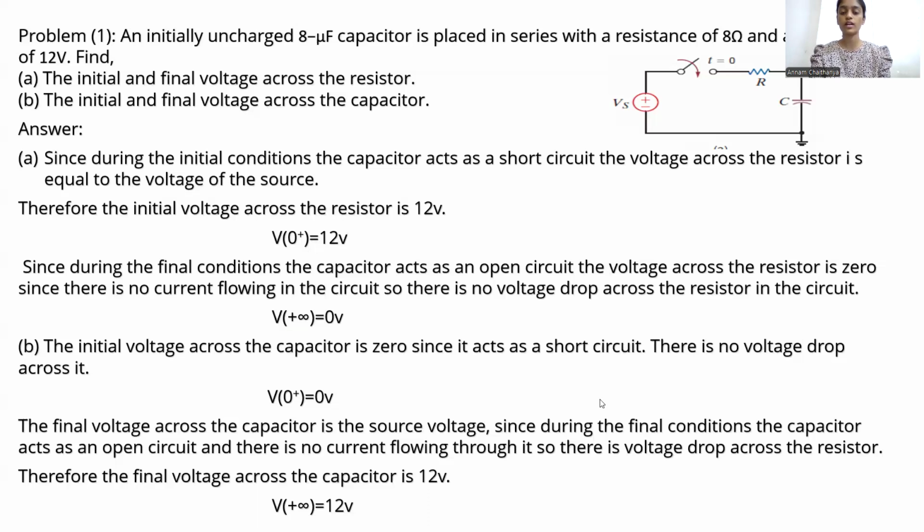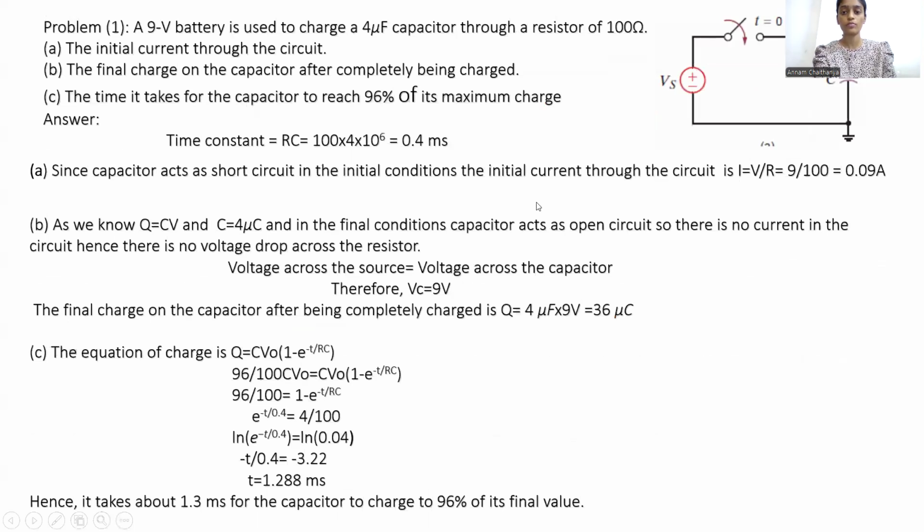So this is the first problem, which mainly focuses on the concept of the RC circuit and the theoretical part of it. Now we're going to deal with something a little more complex. Problem number two: a 9 volt battery is used to charge a 4 microfarad capacitor through a resistance of 100 ohms. Find the initial current through the circuit, the final charge on the capacitor after completely being charged, and the time it takes for the capacitor to reach 96% of its maximum charge. They're asking us to find all three of them.